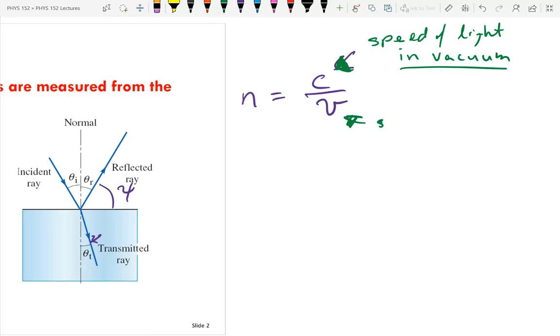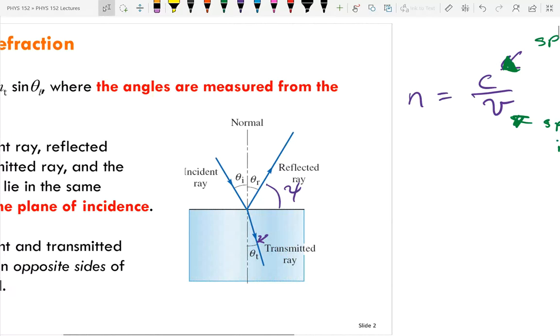And I'm going to add two more words: in medium. The medium is whatever the light's traveling through. The speed of light is slower in any medium that's not vacuum. So vacuum is always the fastest possible speed for the speed of light. So that's the index of refraction. If the index of refraction is bigger than 1, then it's going slower than the speed of light in vacuum. If the index of refraction is smaller than 1, you've just broken the laws of physics, because nothing can go faster than light in vacuum.